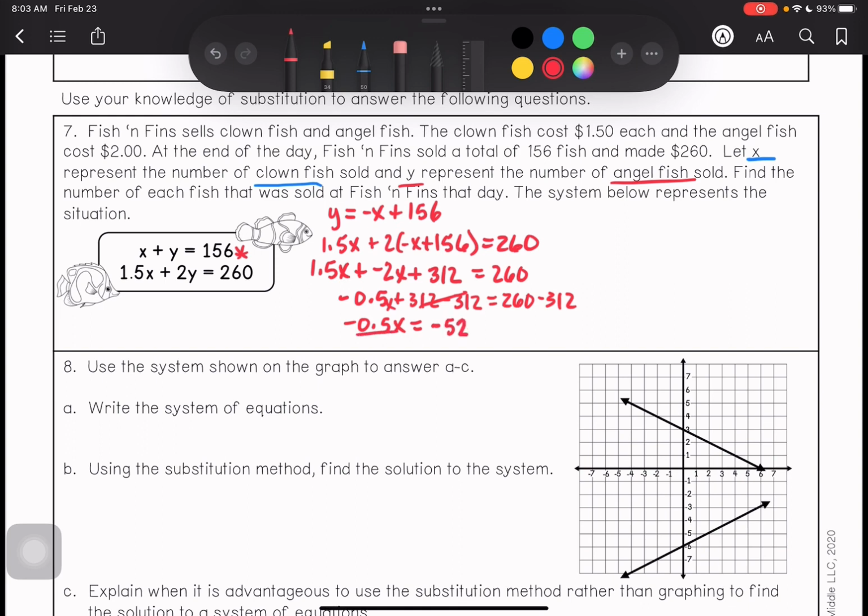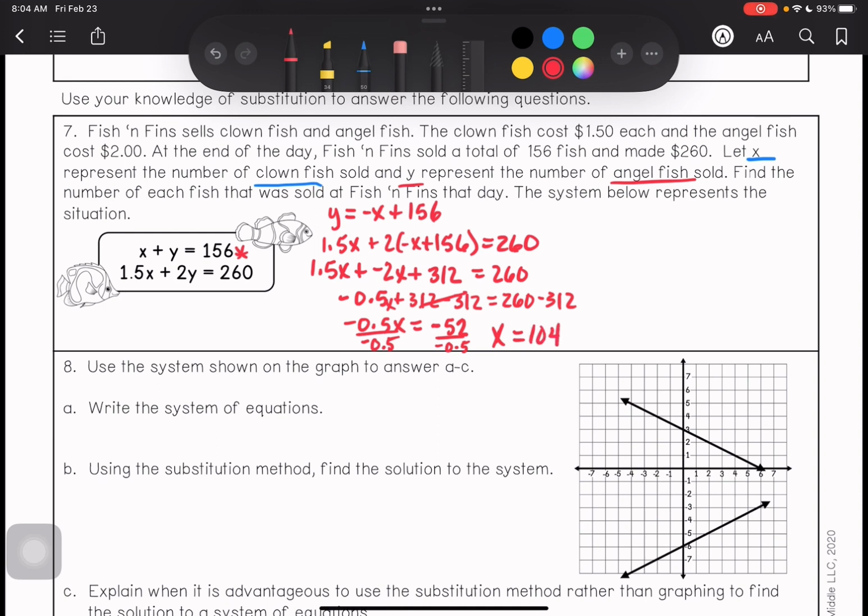And divide both sides by half. So a negative divided by negative is a positive, and you've got to divide 52 by 1/2. When I divide by half, it's basically like multiplying by the reciprocal. So x equals a positive 104.